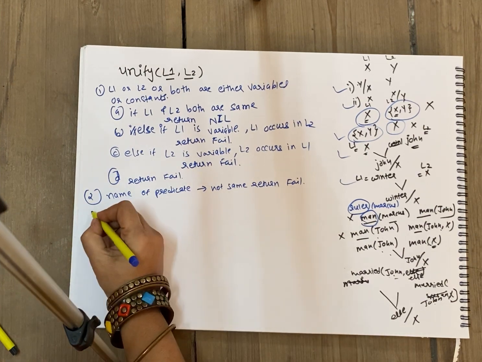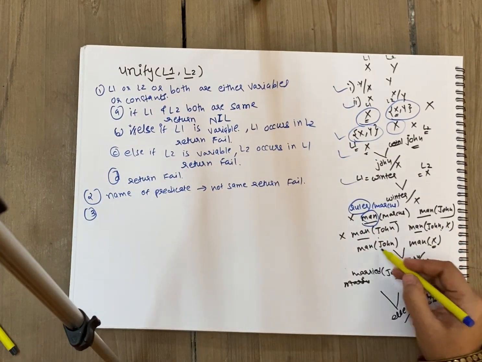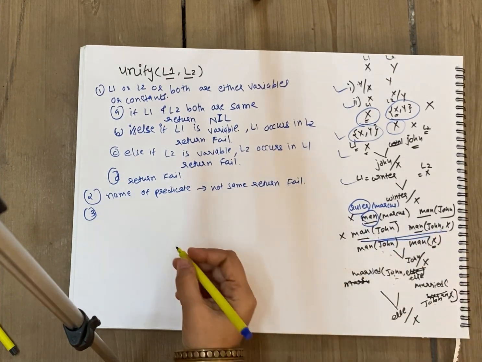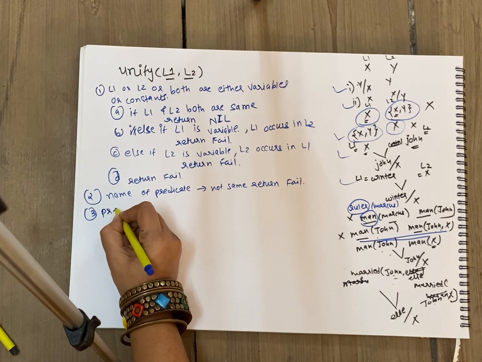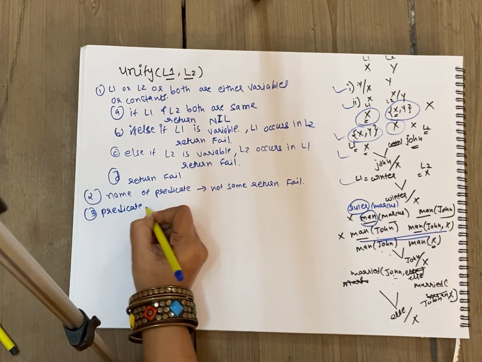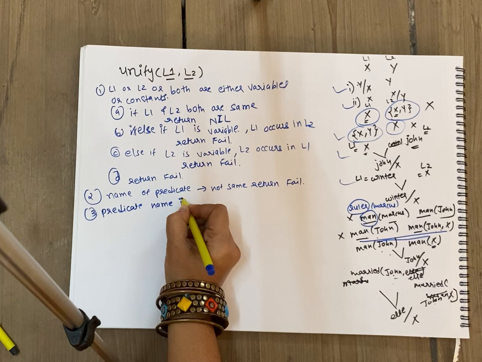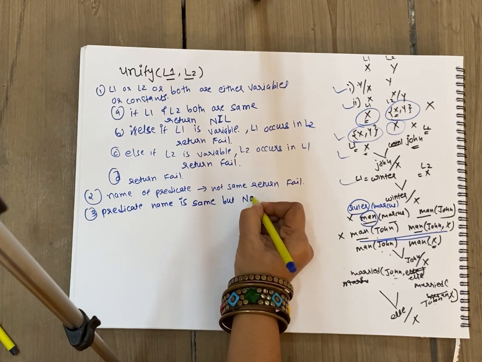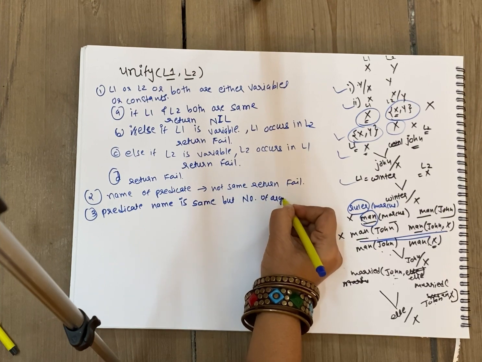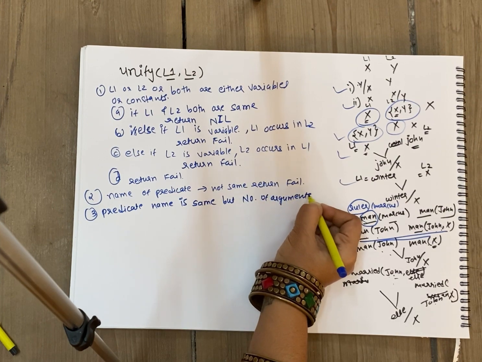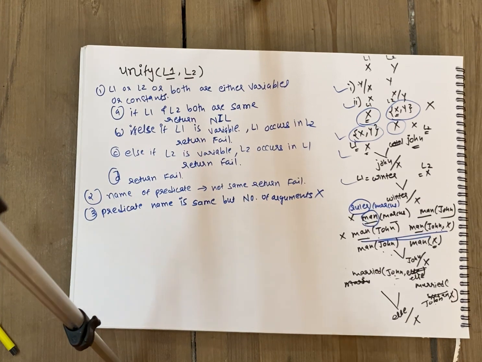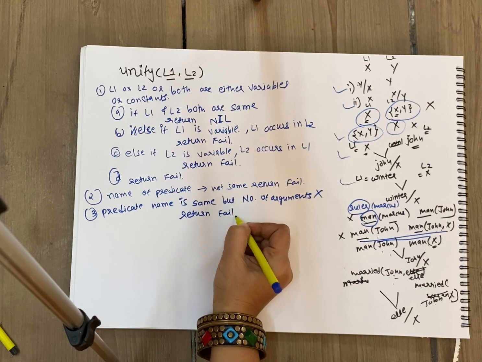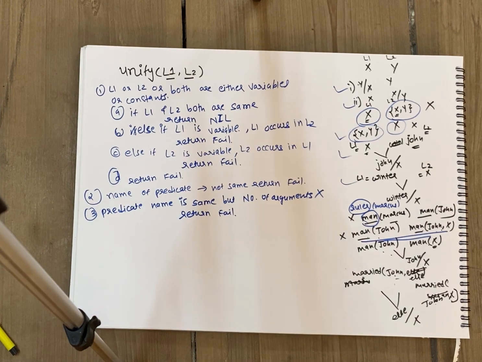Okay, now if the names are the same, meaning the predicate name is the same but the number of arguments is not the same, then return fail. Simple. If the number of arguments is not the same, then return fail.